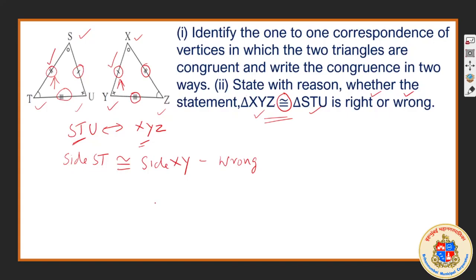I only took one side congruency. Is side ST congruent to side XY? By looking at the given information, I found that they are not congruent. So that means the statement is wrong. Even though the triangles appear congruent and similar to our eyes, it is of no use unless their angles are congruent and sides are congruent.